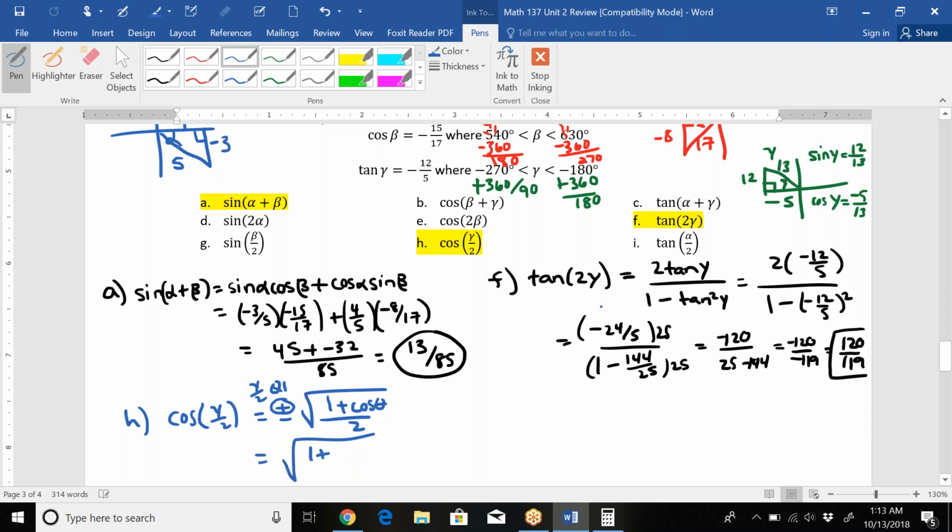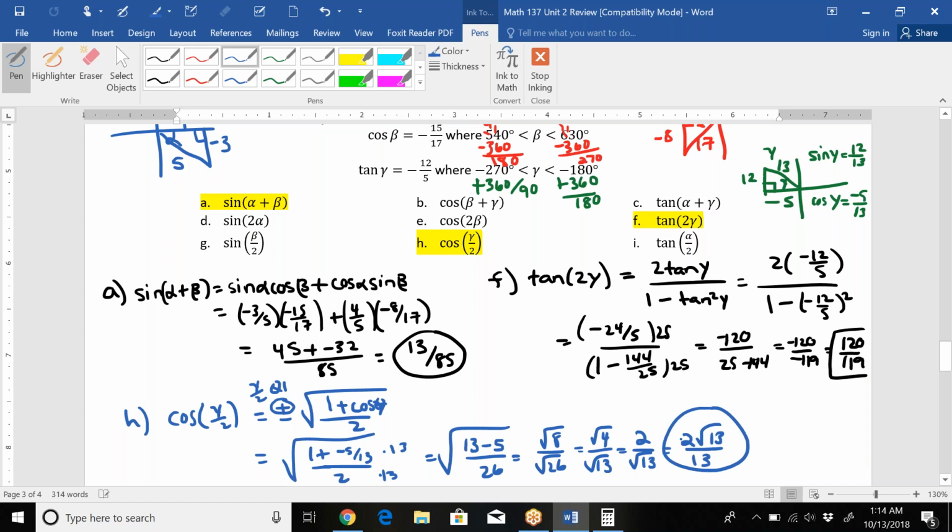And then cosine theta, excuse me, that's gamma, not theta. Cosine of gamma was negative 5 over 13. Multiply everything on top and bottom by 13. That's going to be 13 minus 5 over 26. 13 minus 5 is square root of 8 over square root of 26. You can reduce if you would like, because they're both divisible by 2. So that would be square root of 4 over square root of 13, which is 2 over square root of 13. And if we rationalize, we get 2 square root of 13 over 13.